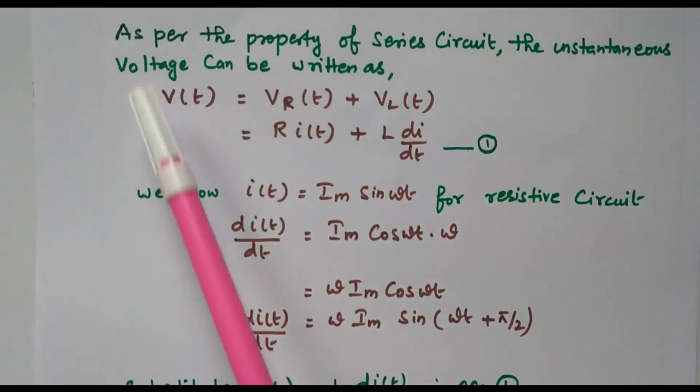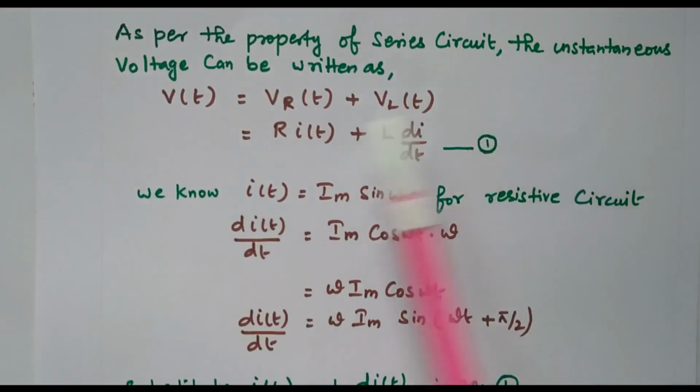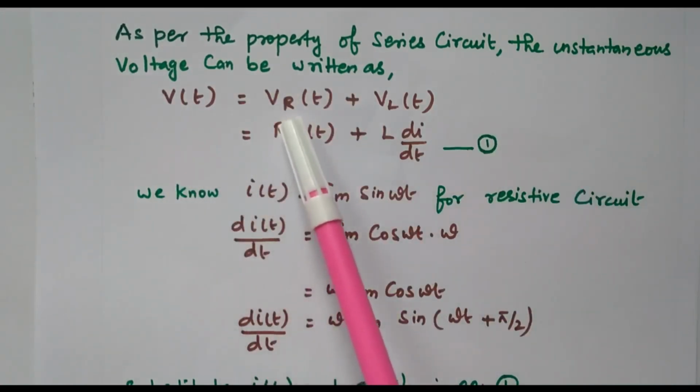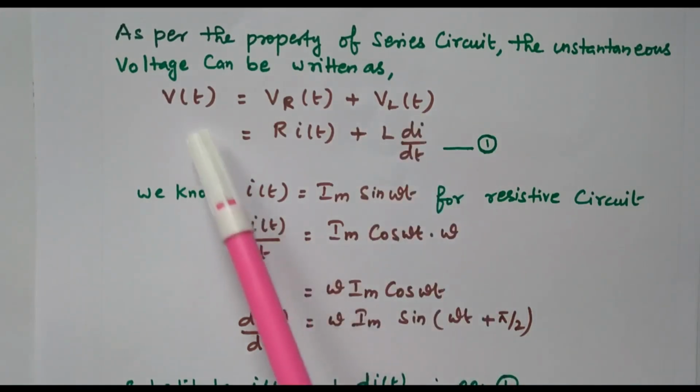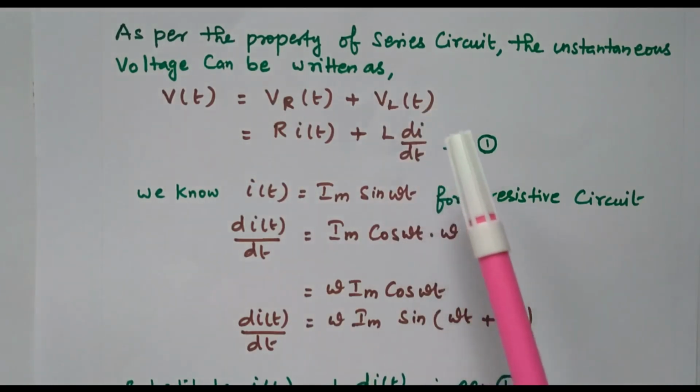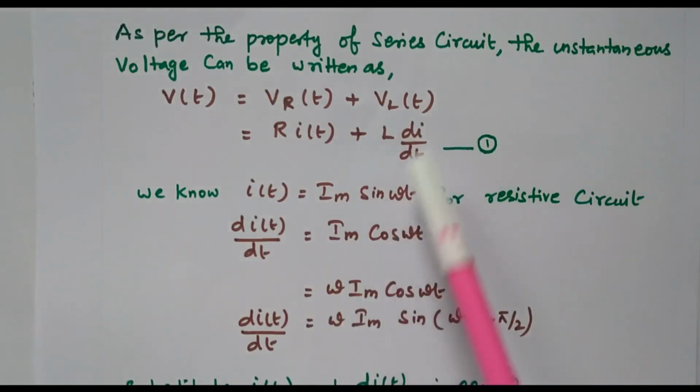Now we'll see, as per the property of the series circuit, the voltage can be written as V of t equal to VR of t plus VL of t. That is, total voltage equals voltage drop across the resistor plus voltage drop across the inductor. Right? This is another format.